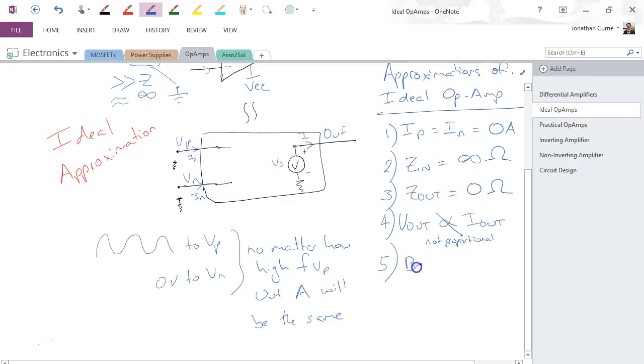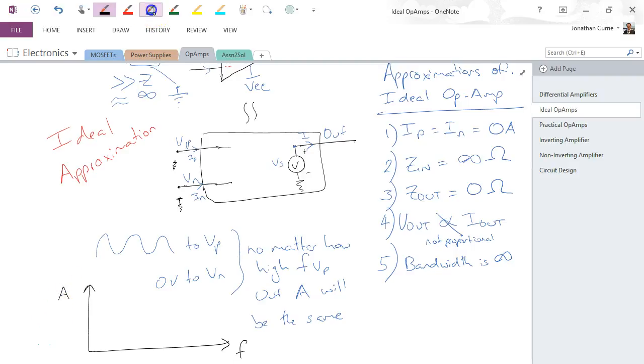Alright, so bandwidth is infinite. If we were to draw a frequency response curve, so increasing frequency versus gain, that could be in decibels or it could be just a ratio, we would expect a flat line all the way up to f equals infinity. Okay, so no matter how high f gets, output gain or the voltage gain in this device will be the same. It will be a constant through here.